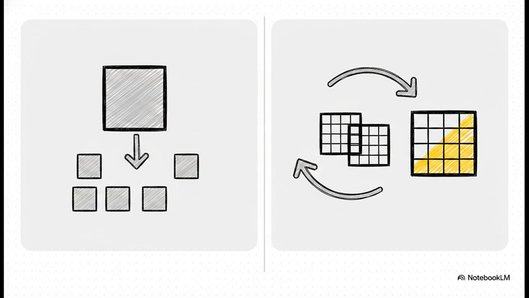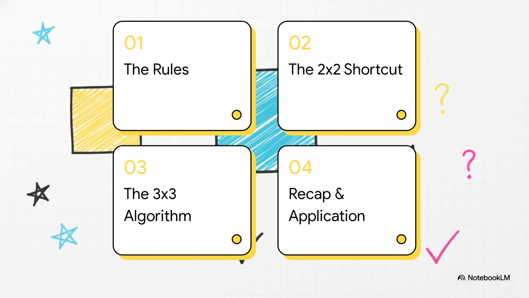If matrix A times matrix X equals the identity matrix E, you solve for X by multiplying by the inverse matrix, which we write as A to the power of -1. Basically, the inverse matrix is the linear algebra version of division. All right, here's our roadmap for today. First, we'll cover the rules. Second, we'll look at the 2x2 shortcut. Third, we're tackling the 3x3 algorithm. And finally, a quick recap and a real-world engineering application.